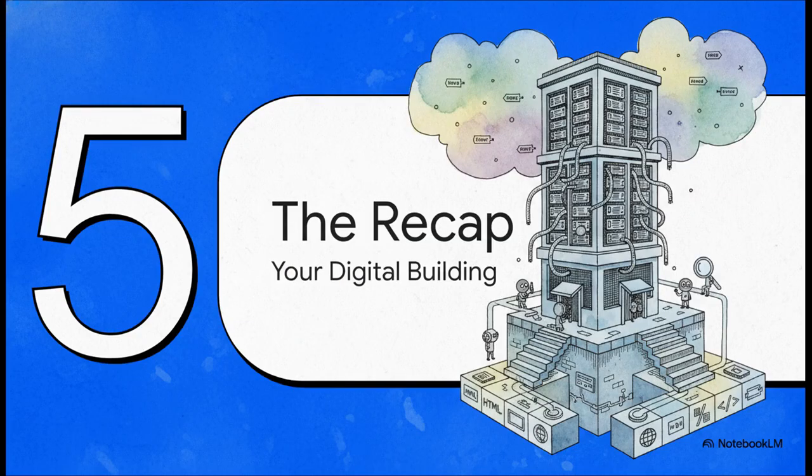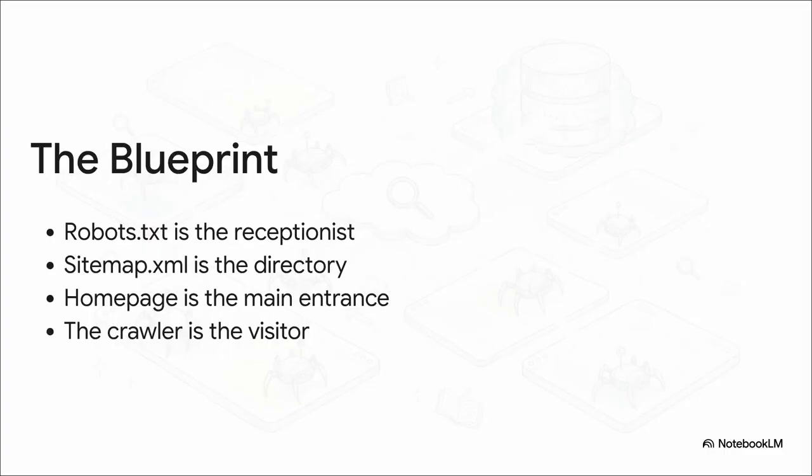Section 5. The recap. Your digital building. So, the crucial point is we need to synthesize all of this technical ground into a framework you can actually use. Understanding this structure is absolutely key to mastering digital discoverability. The robots.txt is your receptionist. You need to make absolutely sure they aren't accidentally turning your VIP visitors away at the door and ruining your crawl budget.